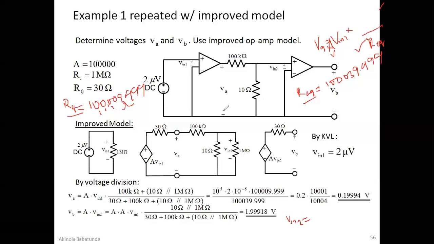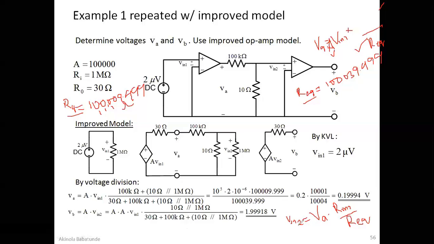VA is the output of the first op amp, and it will be the input for the second amp. So the voltage source for that now becomes VA. It becomes VA multiplied by R_in2 divided by R_equivalent for the entire circuit. If you can find these, then the rest is going to be very easy. That's exactly what they tried to do here.